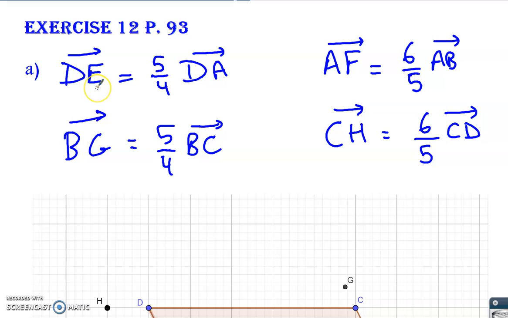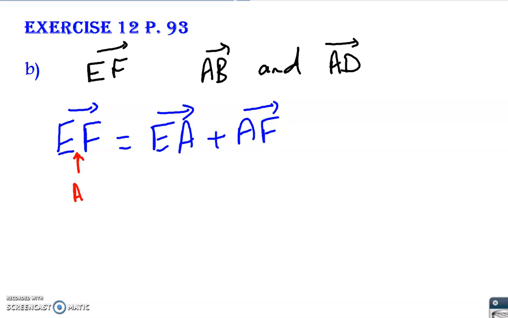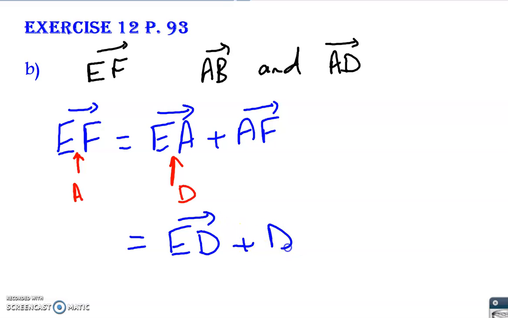But I have E only with D. So E, which is a new point that we plotted, I have it with D because I'm given DE. So I need to insert letter D again in order to get ED, which is the opposite of DE. So again, in EA, I will insert letter D to get ED plus DA plus AF. So we apply Chasles's rule again.